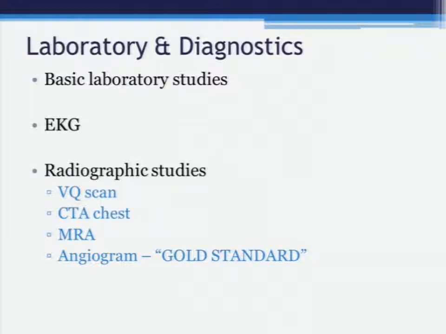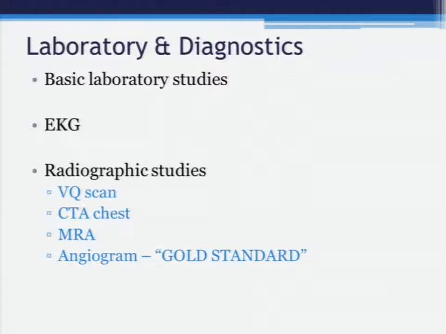Well, we have some options. We would get basic laboratory studies. Maybe the ER doctors already ordered some of her laboratory studies, but we would finish her workup. We'd want things like a CBC to make sure she doesn't have a profound thrombocytopenia. We'd want baseline coags. An EKG we can consider. Radiographic studies, our options are VQ scan, CTA of the chest, MRA, and an angiogram.